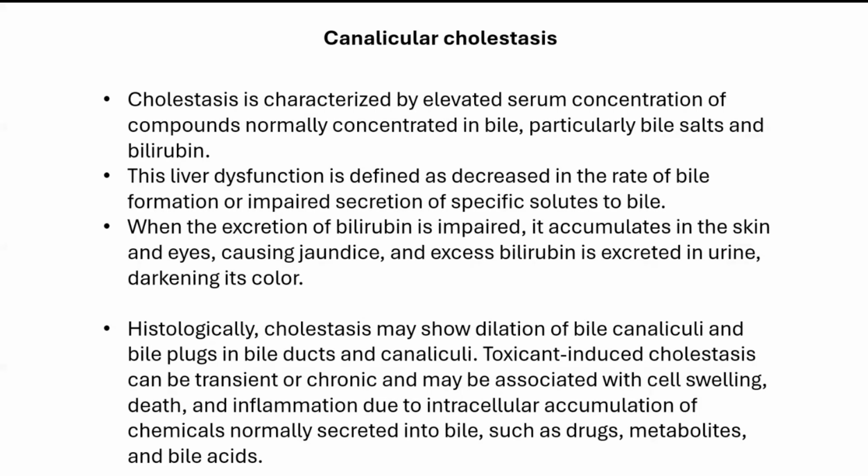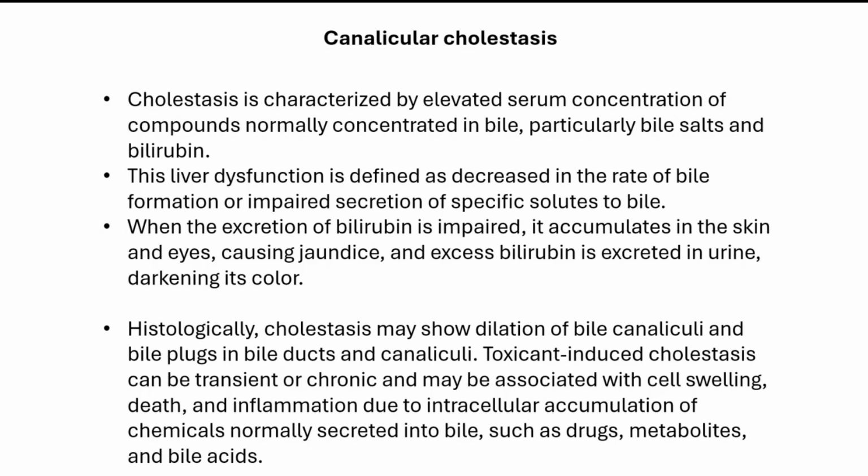Cholestasis is characterized by elevated serum concentration of compounds normally concentrated in bile, particularly bile salts and bilirubin. This liver dysfunction is defined as a decrease in the rate of bile formation or impaired secretion of specific solutes into bile. When the excretion of bilirubin is impaired, it accumulates in the skin and eyes, causing jaundice. Excess bilirubin is excreted in urine, darkening its color.